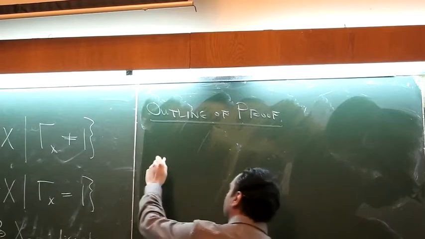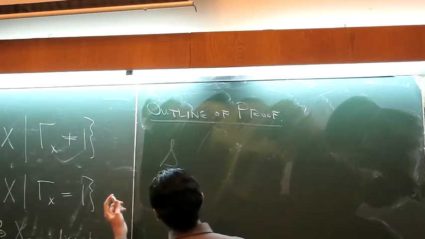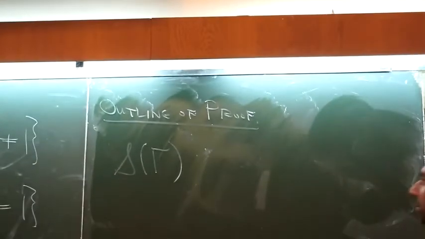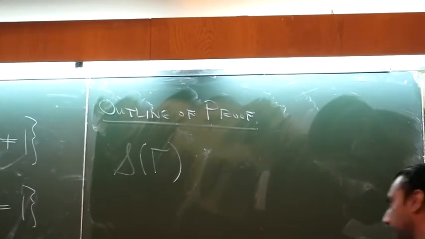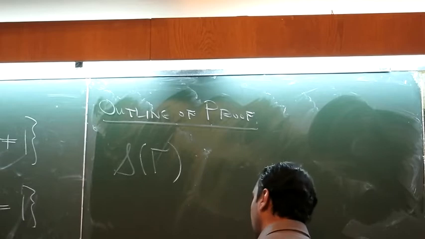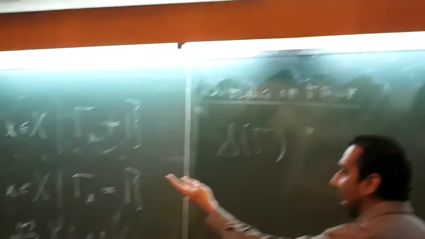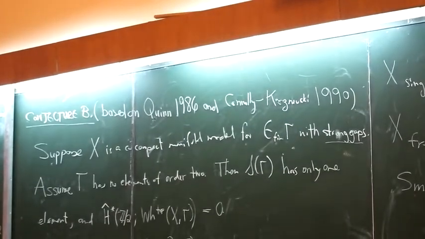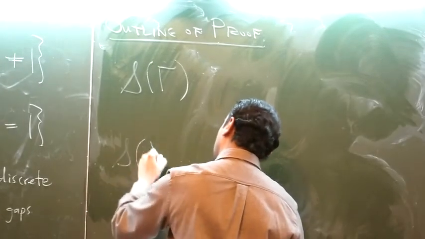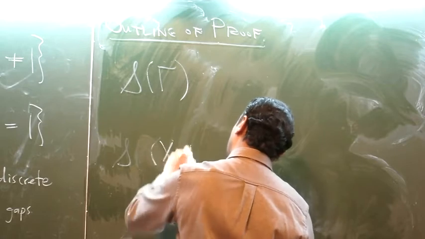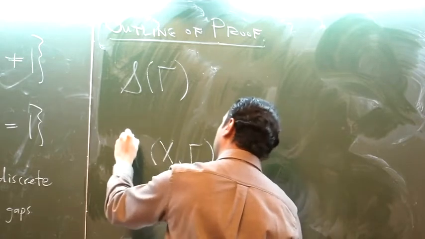Okay, our goal is to compute, can you read that? S of gamma. So I assumed there exists, the S of gamma is non-empty. There exists X, a co-compact manifold model. So what you can look at is, I will write this and I will then explain it.